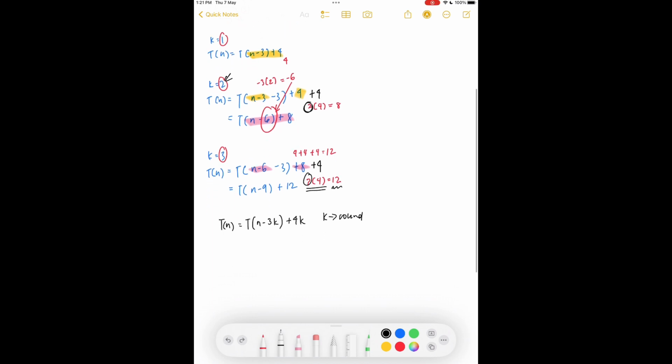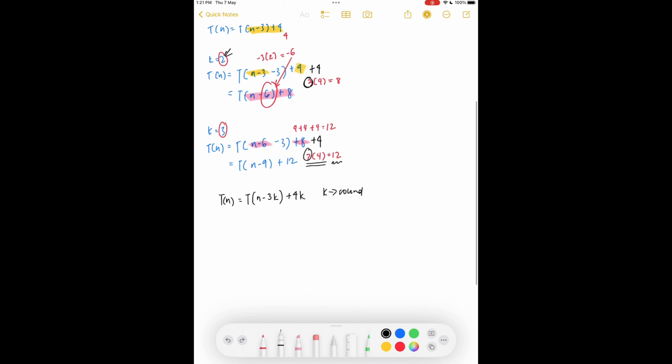Okay, so now that we already have our general equation, what do we need to do next? Now we need to reach the base case. How exactly do we reach the base case? What I'm going to do is n minus 3k. I'm going to take only the recurrence part and set it as 0. So n equals, when we bring it over here, it's going to be positive.